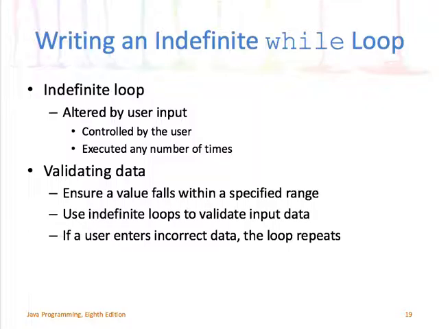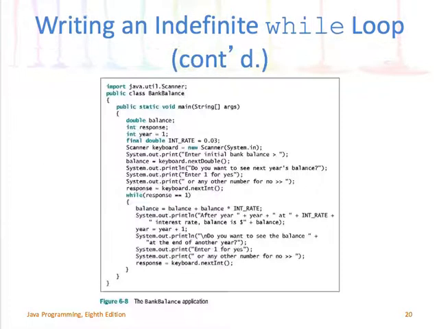An indefinite loop is altered by user input, controlled by the user, and executed any number of times. Validating data ensures a value falls within a specified range. Use an indefinite loop to validate input data. If a user enters incorrect data, the loop repeats. So in this example here, we have public static void main. It has double balance, declaring your value. It's using a scanner input.